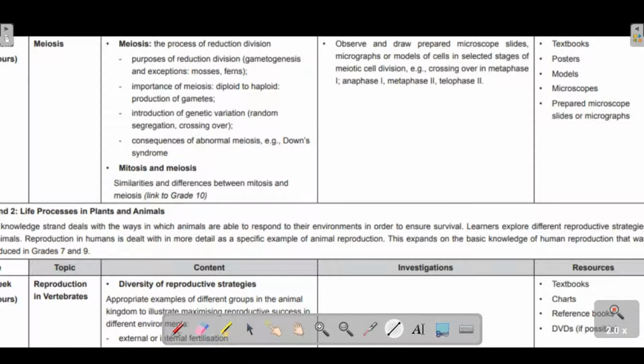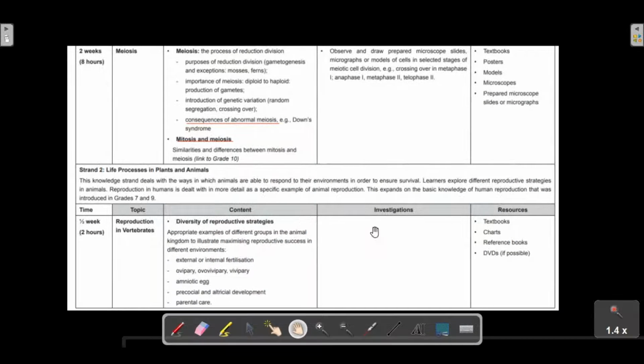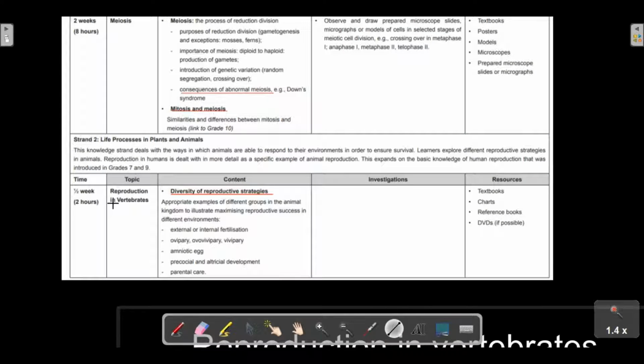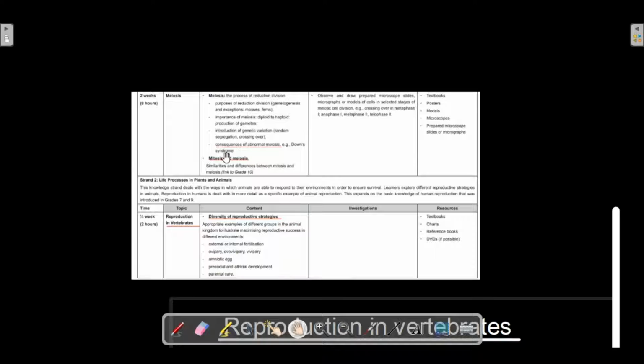Okay, if you really do remember, we said that we are going to make a separate video on the consequences of abnormal meiosis and the similarities and differences between mitosis and meiosis. So that video should be the next video. I know that I said it should have followed the previous video, but due to requests, I had to do the reproduction in vertebrates part, and because it's pretty short and really simple, it won't take too long. So let's just go through it, and after that we'll go into the video of abnormal meiosis.